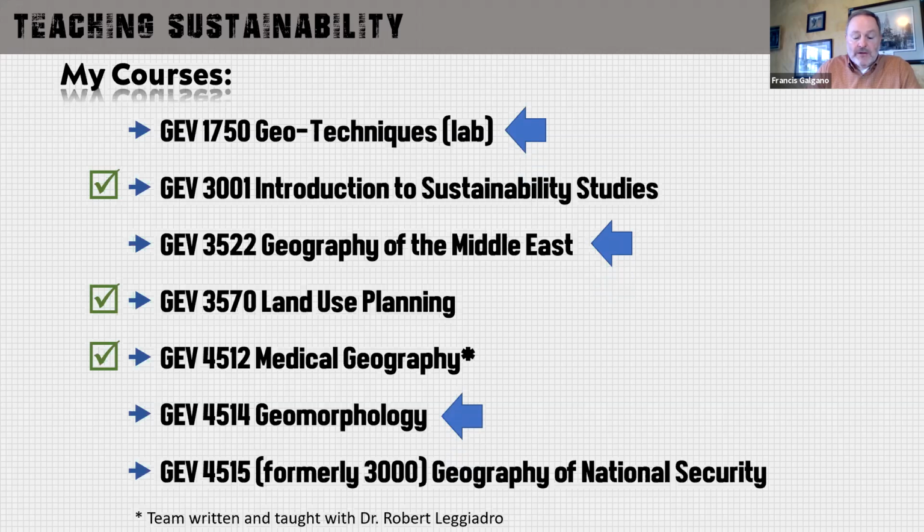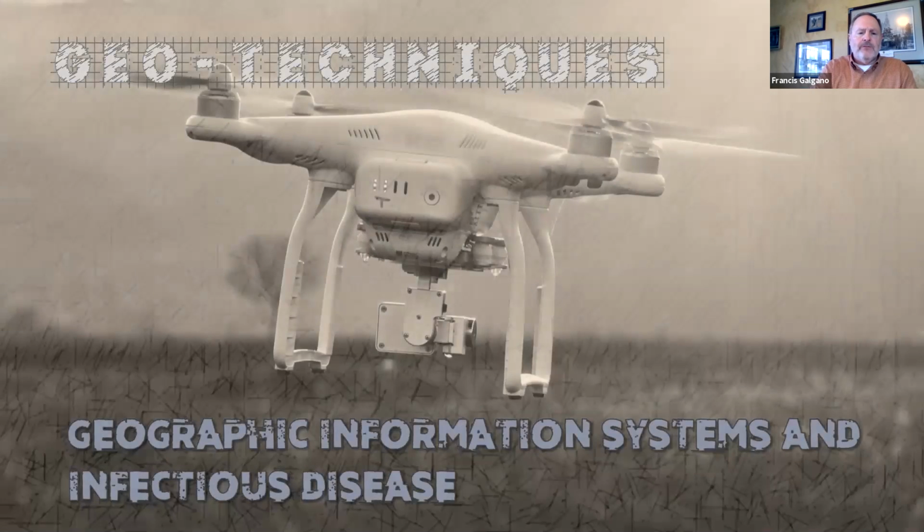Geotechniques is a technology-based course. It looks at methods and technologies, and it's not intuitively obvious that sustainability could be worked into that class. Middle East is a little bit easier. Issues of population, water, and energy are obviously in the lesson. And geomorphology is a natural science course where sustainability, again, is not intuitively obvious as a course where sustainability might come out in the lesson. So I'll give three examples.